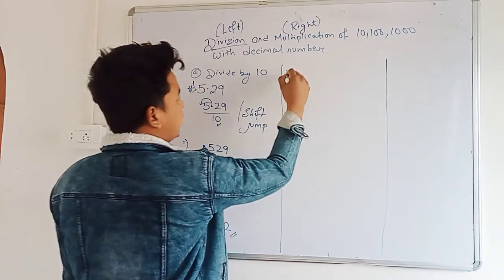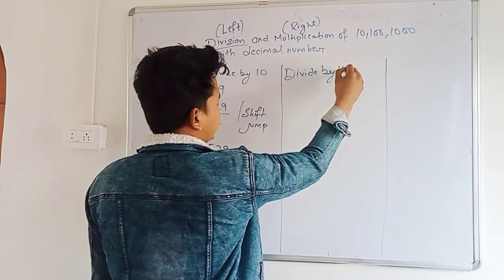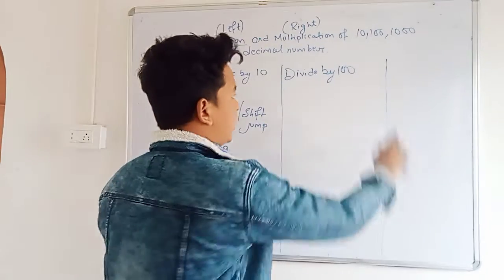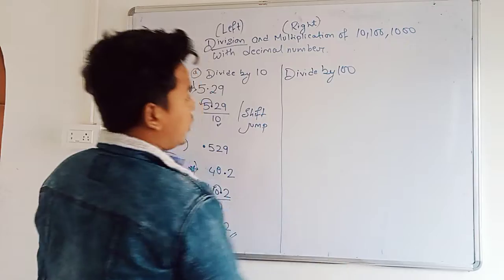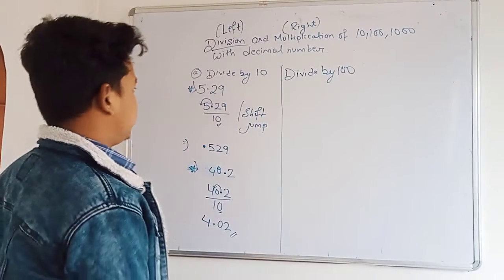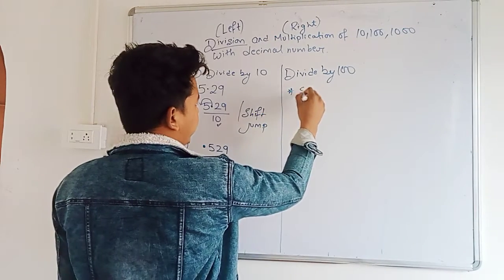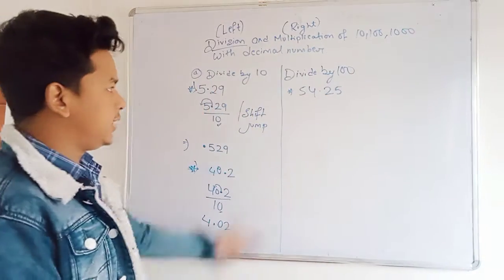So next is divide by 100. That 1000 you can assume also. Okay, 1000 I am not doing. The video will be long. So 1000 you can do by yourself if I teach you the 100 one. Okay, so your first question, say any decimal number, 54.25. This is a decimal number.